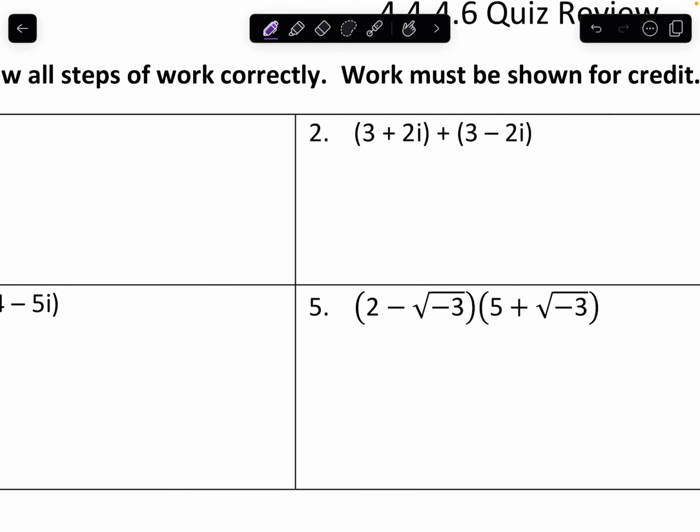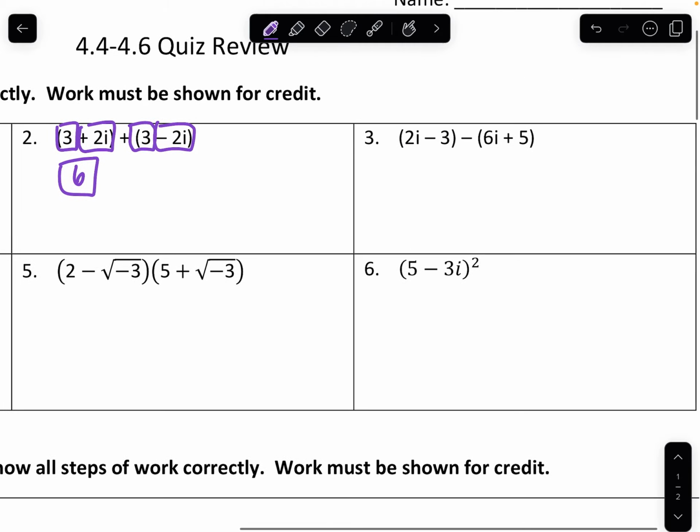Over here, we're adding, and so we're basically just combining our like terms. We have 3 plus 3, which would be 6, and then 2i plus -2i would be 0. And so this simplifies just to 6.